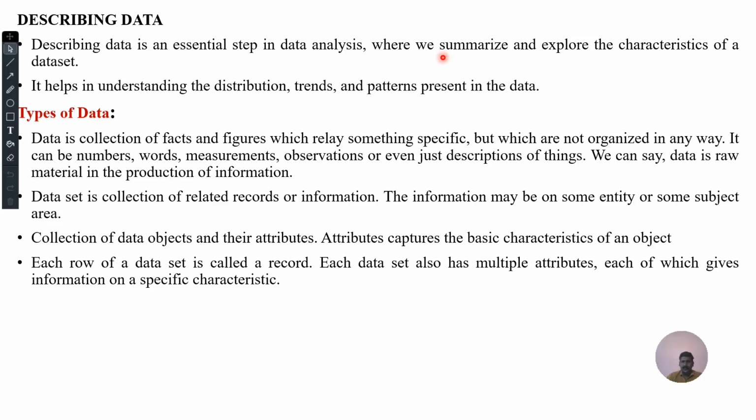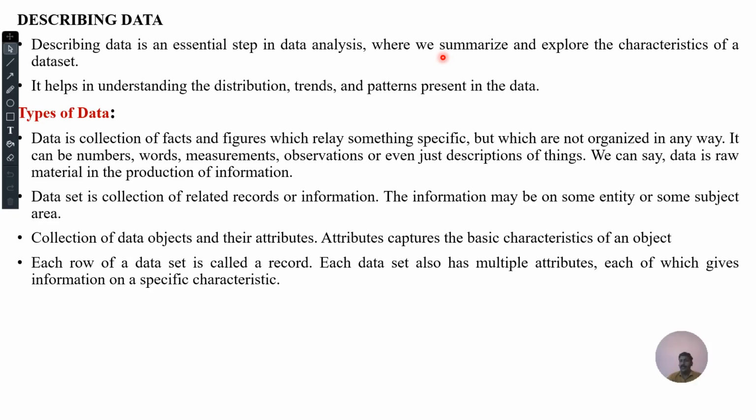What is the use of describing data? It helps in understanding the distribution, trends and patterns present in the data. Now we can check whether the distributions, trends and patterns are present or not. What are the types of data? Data is a collection of facts and figures related to something specific. Data is not organized in any way. Data can be numbers, measurements, observations or just descriptions of text. That is called data.